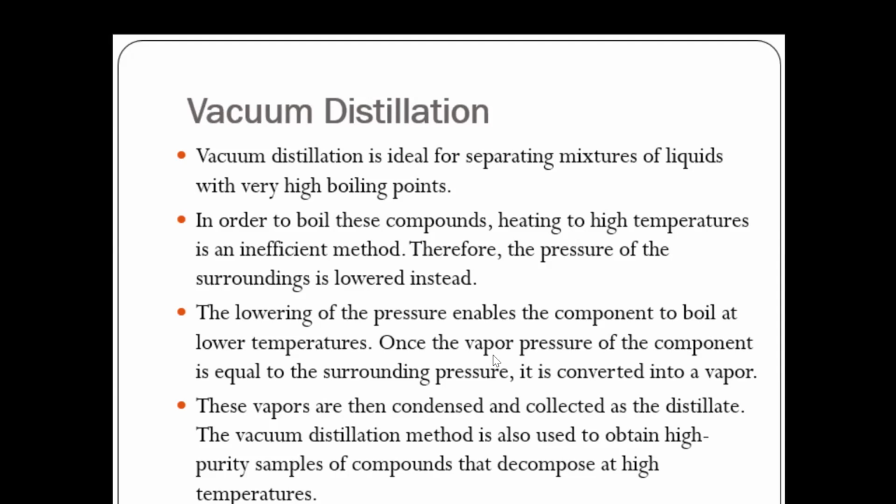So there will be a condition where the vapor pressure of a component is equal to the surrounding pressure, and then it is converted to vapors. These vapors are then condensed and collected as distillate. The vapors condense and are converted to liquids. It is a simple phenomenon, and it is called the distillate. The vacuum distillation method is also used to obtain high purity samples of components that decompose at high temperature. So it is very important.